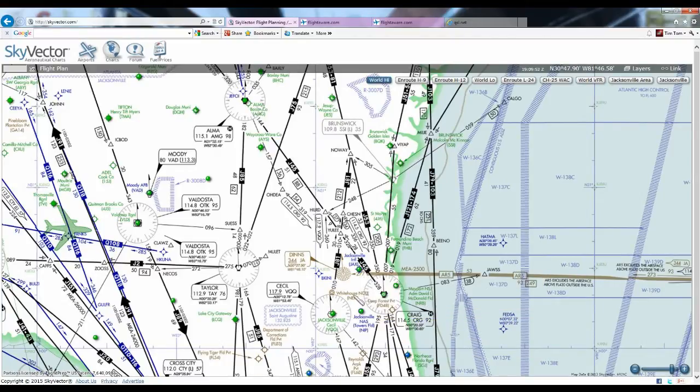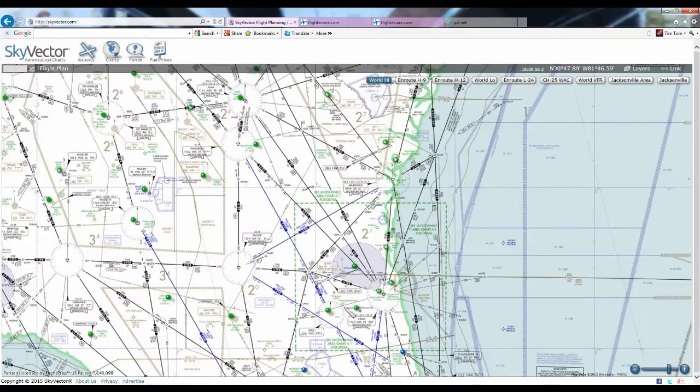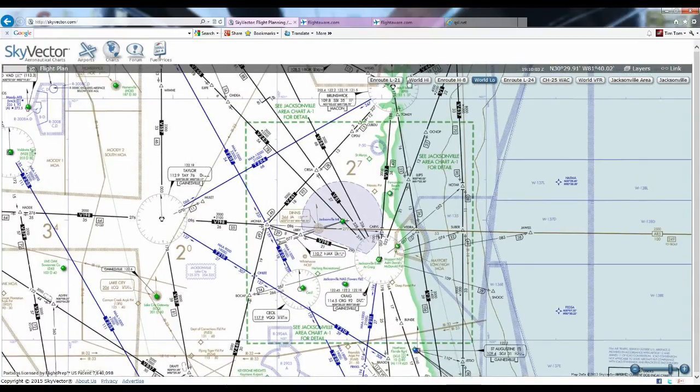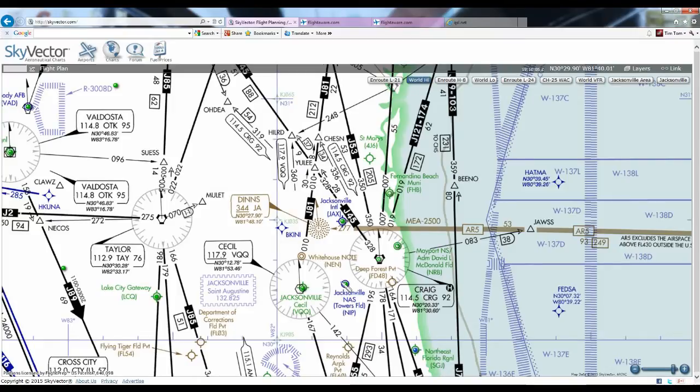That's Herlong right there. It's not shown on the high en route chart, I've just noticed, but it is shown, or should be shown, right there on the low en route chart. There's Herlong Recreational. If we switch back to the high, it's not shown.